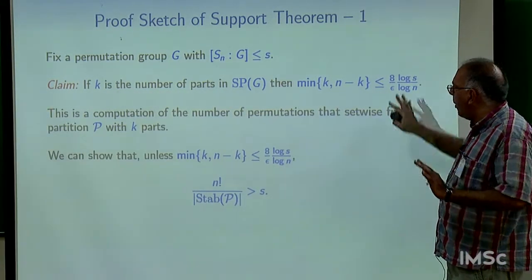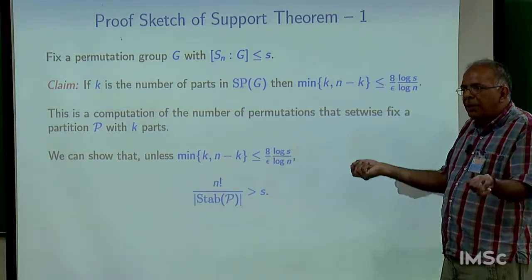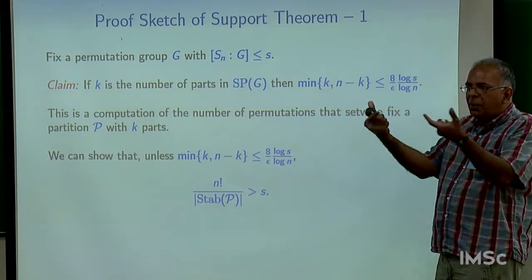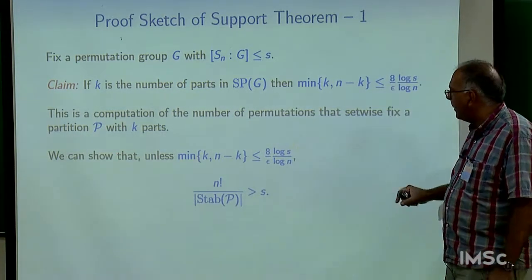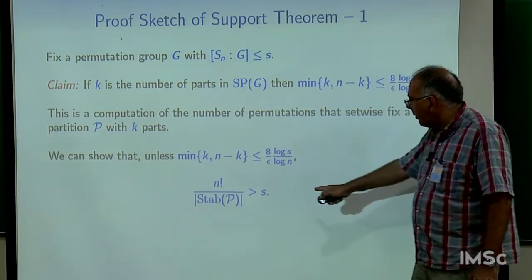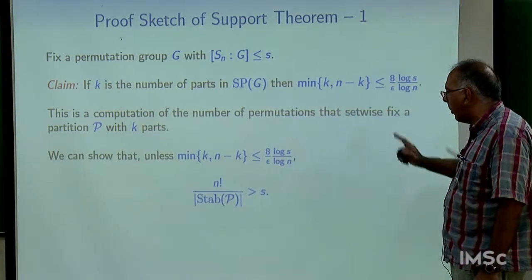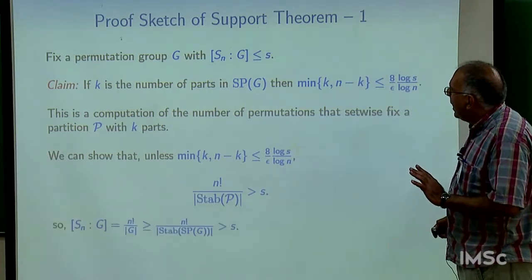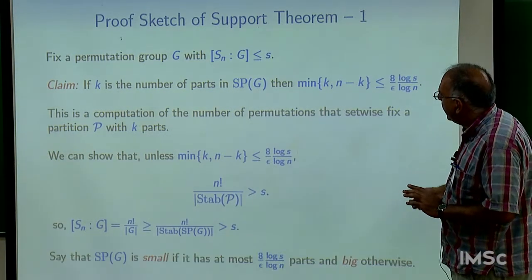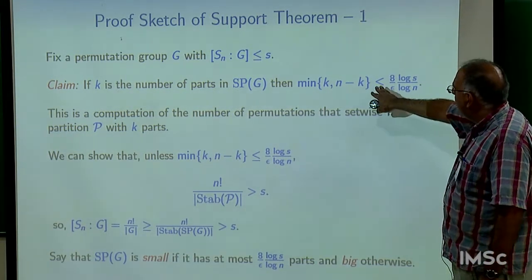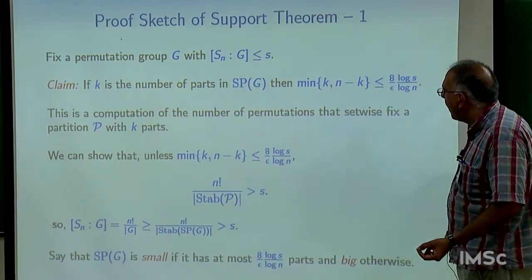In other words, either the number of parts K is bounded by this, or n minus the number of parts is bounded by this. I'm not going to go through this. You literally write down how many permutations there are if you have a partition of K parts which fixes each of the parts, and then you do a fairly loose upper estimate. You get this. And as I said, we use the bound S, the 2 to the n to the 1/3 that we had on the previous slide. I'll move over this. So the supporting partition either has a small number of parts, or a large number of parts.